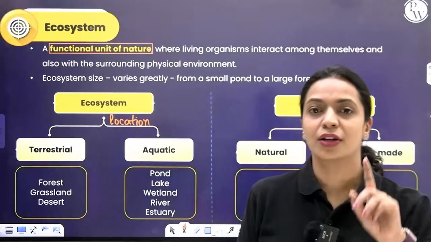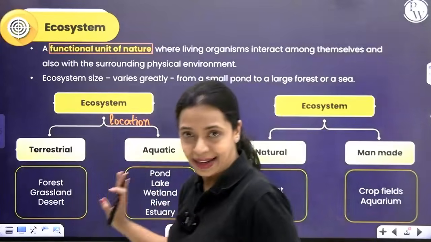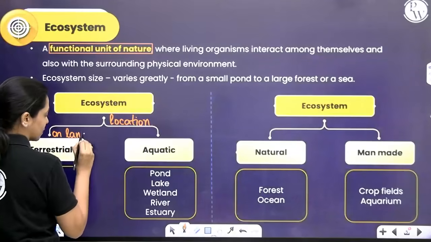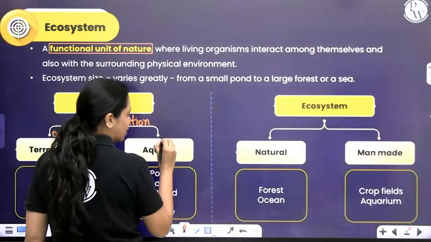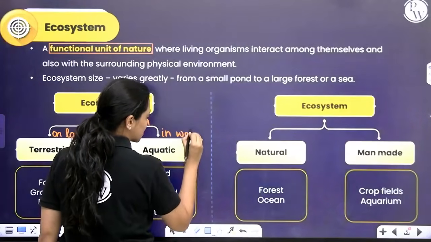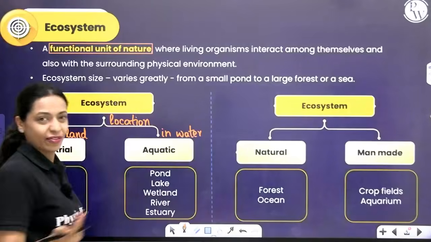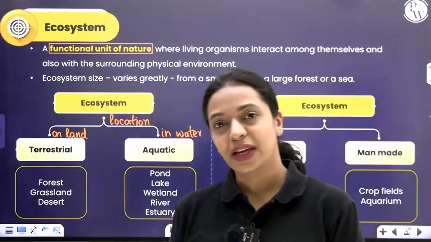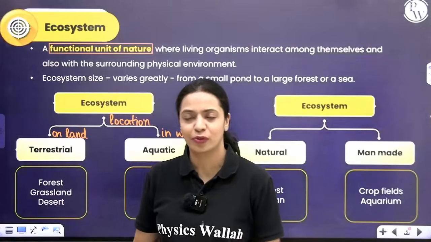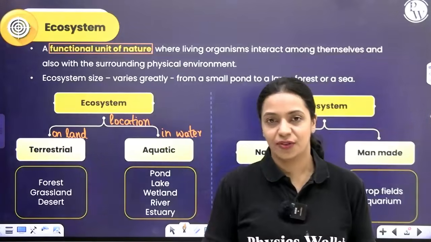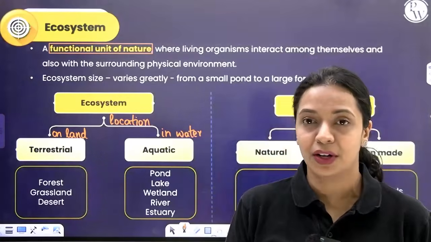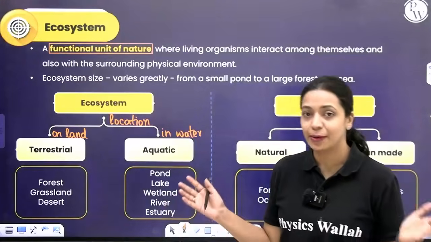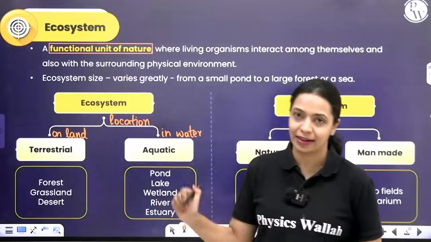If they are located on land, then we call it a terrestrial ecosystem. If it is located in water, we call it an aquatic ecosystem. No rocket science, everybody knows terrestrial means land and aquatic means water, right? So an ecosystem found on land, what are some examples? We have grasslands, deserts, tropical rainforests, temperate forests, and a lot of different types of ecosystems that you can find on land.